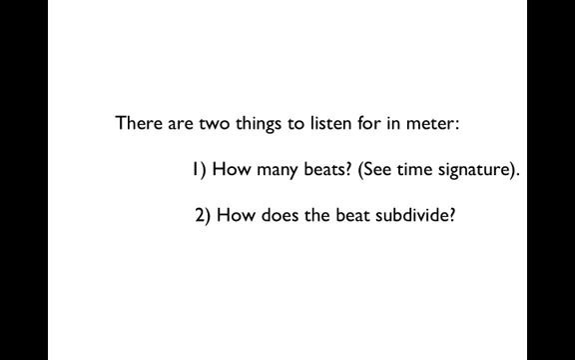Now this usually happens in one of two ways. Either the beat can subdivide into multiples of 2, like what we just heard, where the background was going twice as fast as the beat, or it can even go 4 times as fast. In other words, in multiples of 2. That's called simple meter. Or the beat can subdivide into multiples of 3. We haven't heard that yet, but that's called compound meter.